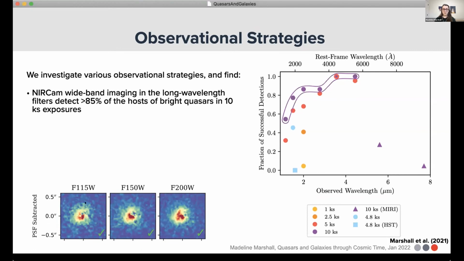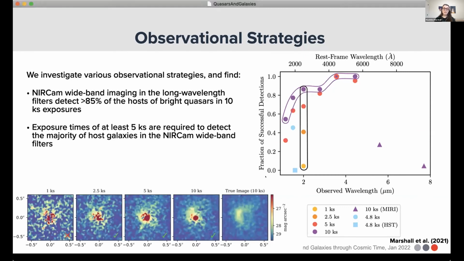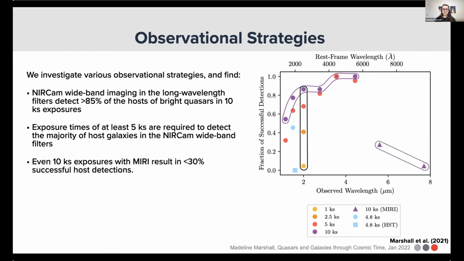And so here are some images so you can see the kinds of things we'll get when we do the subtraction. We can look at different exposure times, so 1, 2.5, 5, and 10 kiloseconds, again with the images. And we can see that we really need 5 kiloseconds or more to detect the majority of host galaxies. Finally, we looked at MIRI, and unfortunately the success rates are quite low. They're still way better than Hubble, and also will be very valuable for the particularly dusty host galaxies.